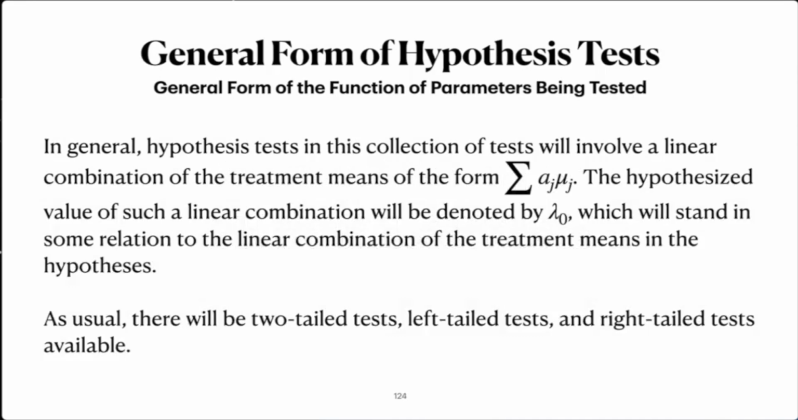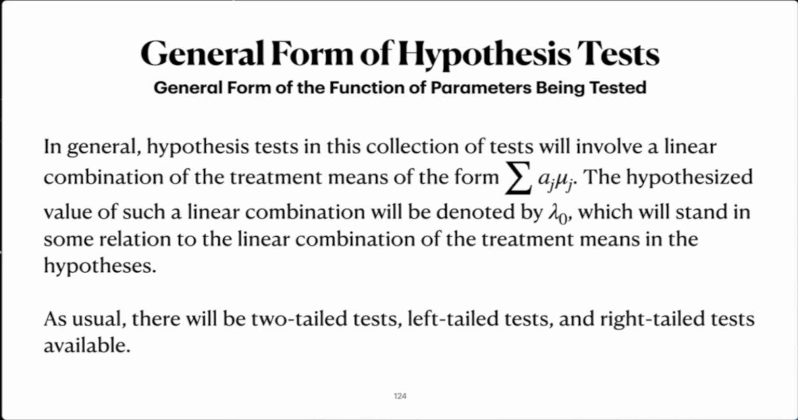So let's first look at the general form of hypothesis tests that we'll be looking at. In general, hypothesis tests in this collection of tests will involve a linear combination of the treatment means that is of the form as follows. It's a sum, j going from 1 to t. So we're summing up over all of the treatments in the treatment structure, j going from 1 to t, a sub j times mu sub j.